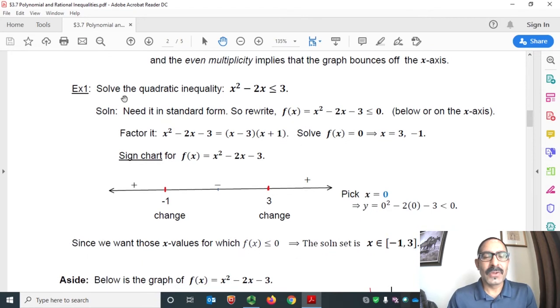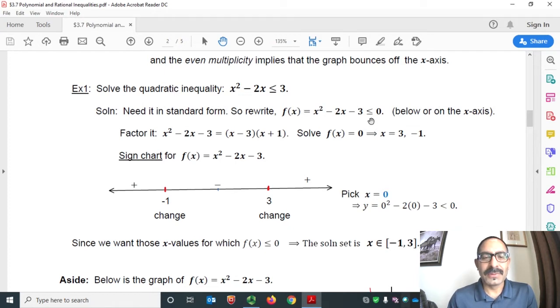Example 1, solve the quadratic inequality, x squared minus 2x less than or equals to 3. So let's begin the solution. Solution. First, we need it in standard form. So rewrite f(x) equals, bring this 3 to the left side, so x squared minus 2x minus 3 less than or equals to 0.